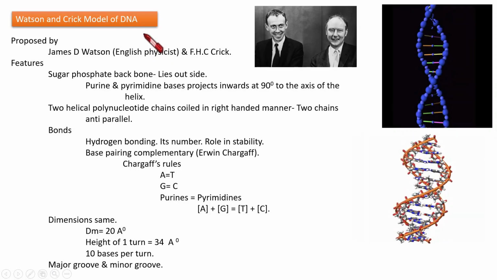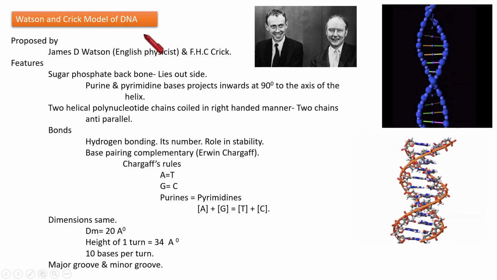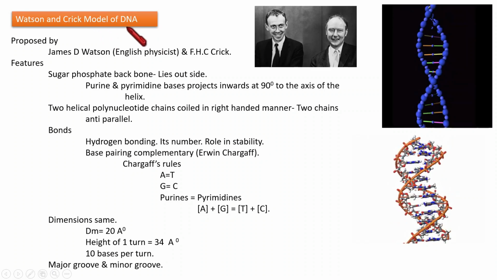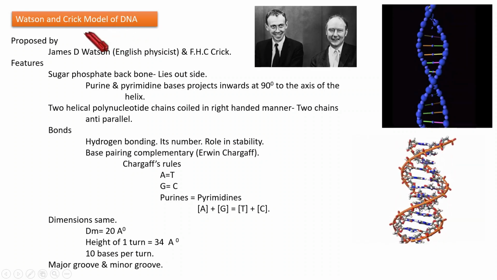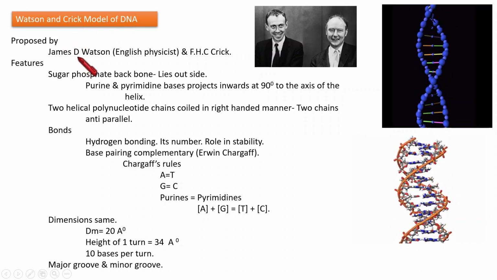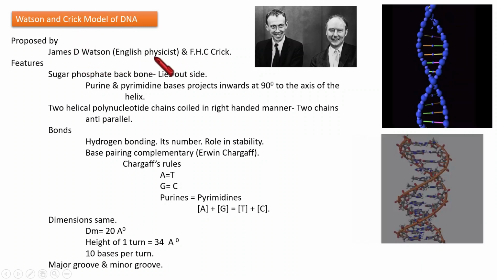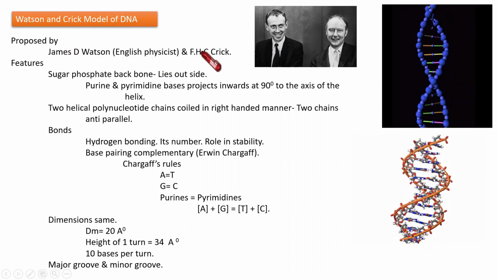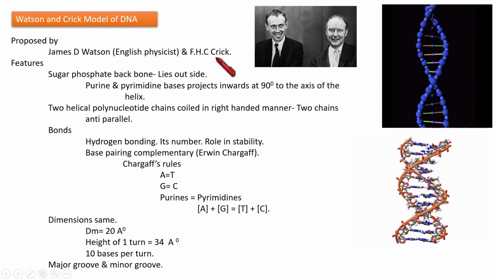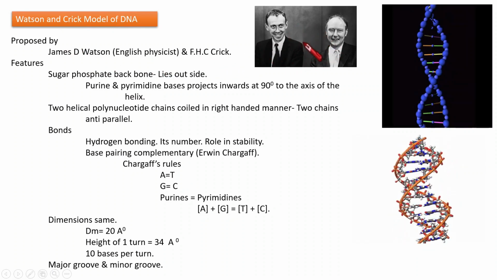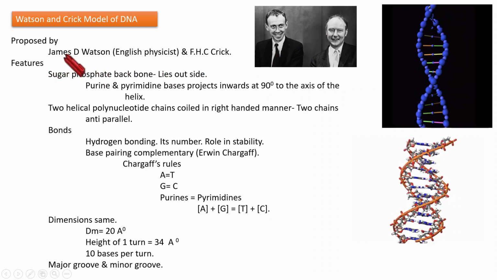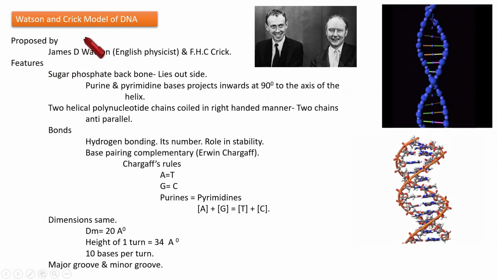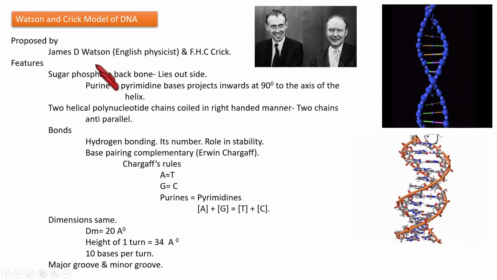Good morning, dear students. Today in this section, we are going to see the Watson and Crick model of DNA. As the name suggests, this model is proposed by James D. Watson, an English physicist, and F.H.C. Crick. The picture is shown here. And let's see what are the features of DNA according to their model.